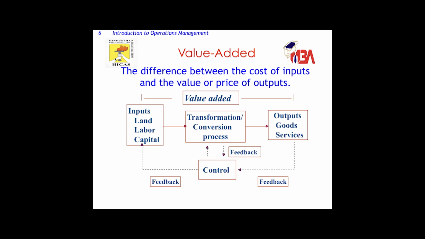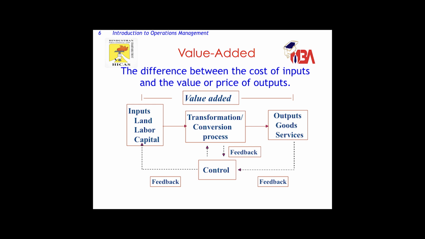So an economic activity is happening where the value of the input gets increased and becomes an output. The value of the output is going to be better than the value of the input. So in the process of conversion, value addition takes place. That is what is depicted in this diagram.